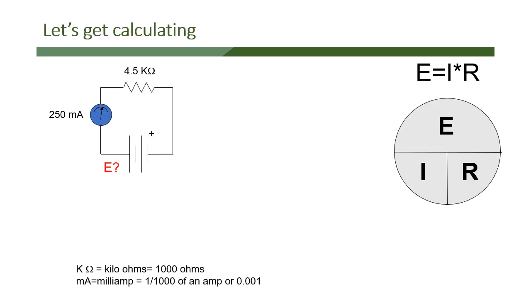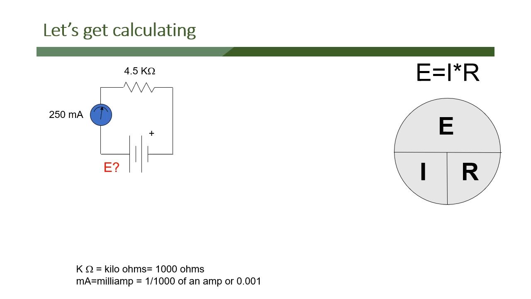So let's calculate now. We want to find out what E is. That's our question here. And we have a current of 250 milliamps. That would be equal to 0.250 amps. So 0.250 amps is 250 milliamps, or 250 times 10 to the minus third, as you can see below. And then we have 4.5 kilo ohms, which is 4.5 times 1,000, or 4,500 ohms. And what we're trying to find out is what's the voltage in this circuit.